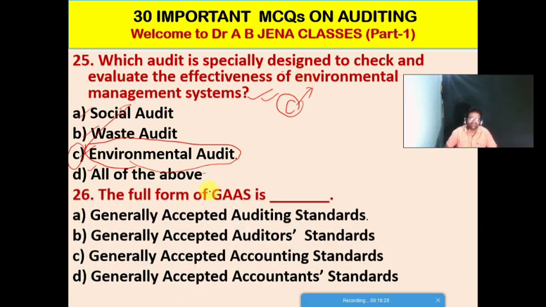So next one MCQ: what is the full form of GAAS? GAAS stands for what? A, generally accepted auditing standards. B, generally accepted auditor standards. C, generally accepted accounting standards. D, generally accepted accountant standards. Friends, so A is the right option for this MCQ. The full form of GAAS: G stands for generally, A stands for accepted, A stands for auditing, S stands for standards. So A is the right option. The full form of GAAS is generally accepted auditing standards.